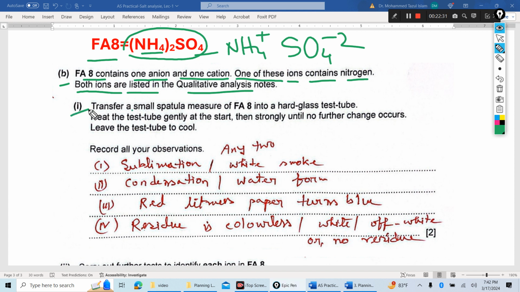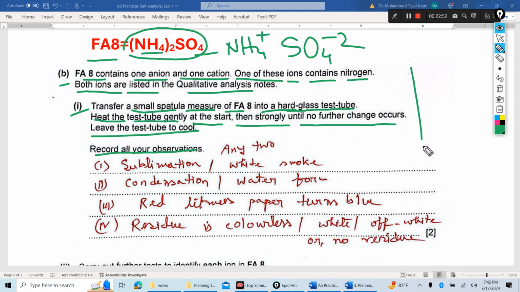A1. Transfer a small spatula measure of Fa8 into a hard glass test tube. Heat the test tube gently at first, then strongly until no further change occurs. Leave the test tube to cool. Record all of your observations. So what you will do: at first you take a hard glass boiling tube, then you take a small amount of Fa8.